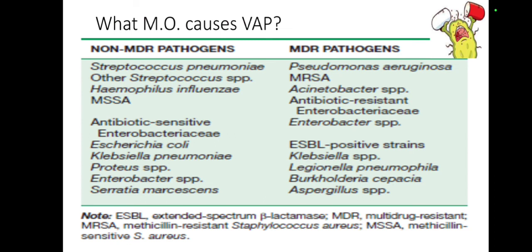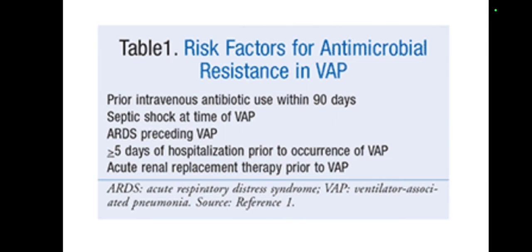We have two types of microorganisms: non-multidrug resistant pathogens and multidrug resistant pathogens. Non-multidrug resistant pathogens include methicillin-sensitive Staphylococcus aureus, Escherichia coli, Klebsiella pneumoniae, and Enterobacter species, while multidrug resistant pathogens include methicillin-resistant Staphylococcus aureus, extended spectrum beta-lactamase producers, Legionella pneumophila, and Aspergillus species.